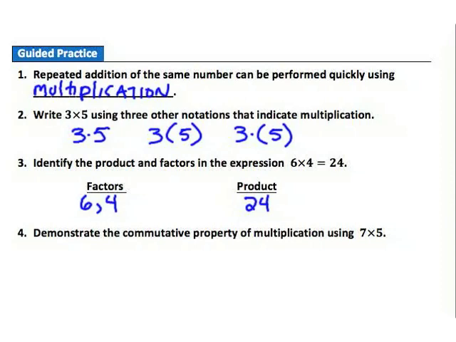Question 4. Demonstrate the commutative property of multiplication using 7 times 5. Well, if I take 7 times 5, multiply that together, I'll get 35. Now if I reverse that order and take 5 times 7, it will also give me 35. Note, the commutative property does not work with division, but it does work with multiplication.